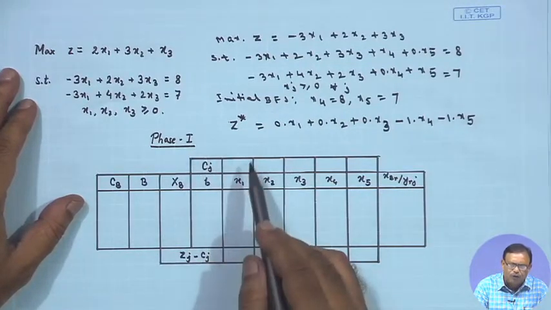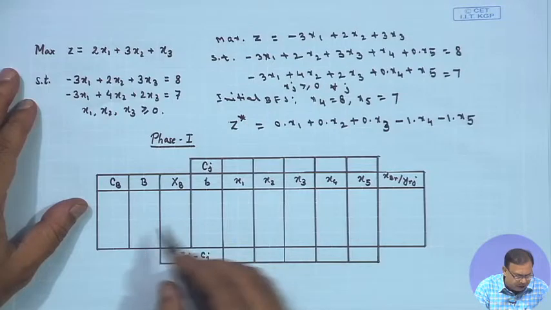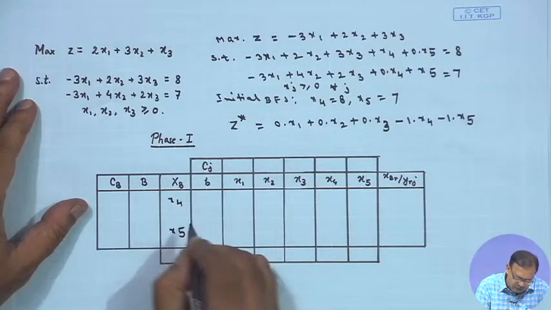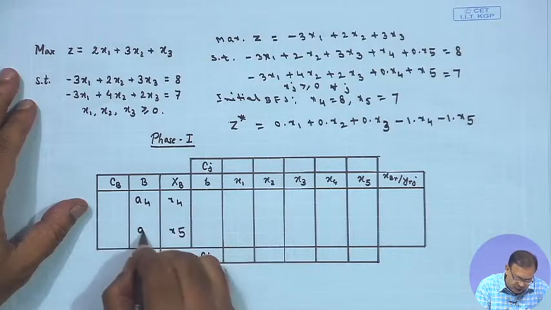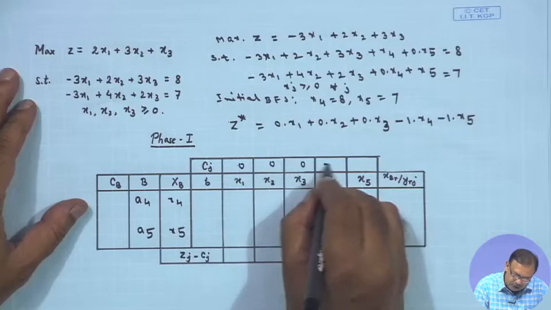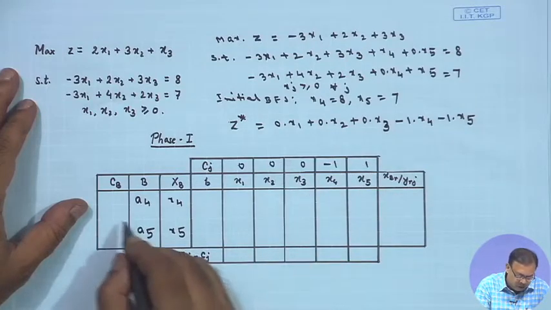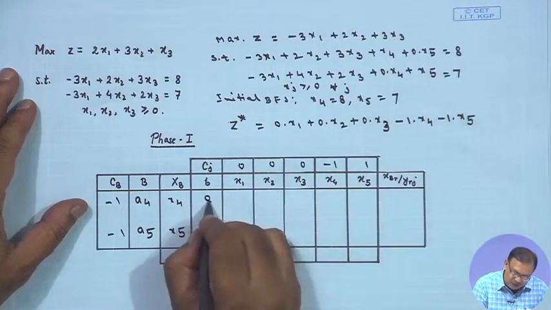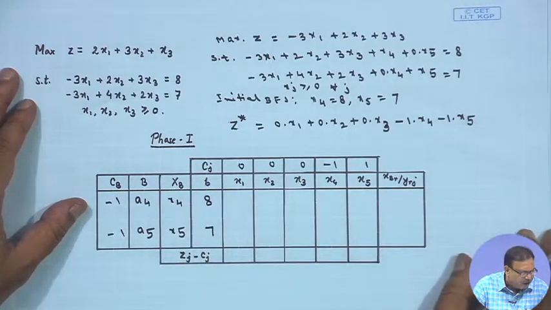So, now in phase 1, let us go for the simplex method. Your x b is x 4 and x 5. So, it is a 4 and a 5. Here it is 0, 0, 0, minus 1 and minus 1. Your C b is minus 1, minus 1. Your b value for both is 8 and 7.